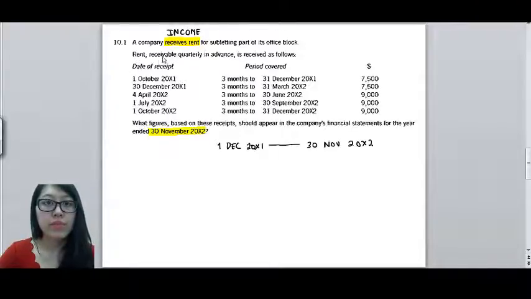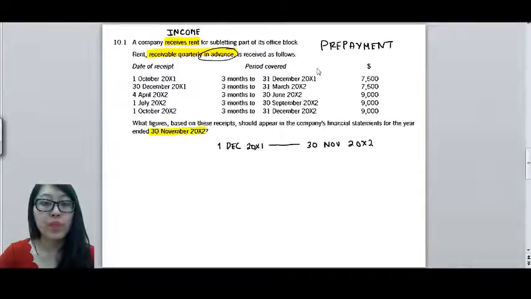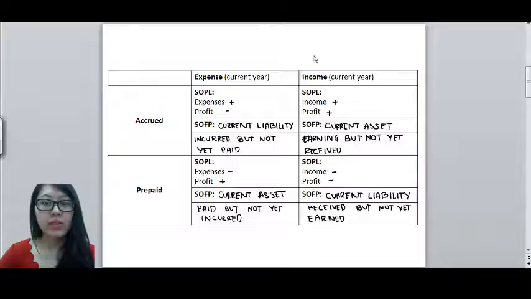Okay. Now the next piece of information is rent receivable quarterly in advance. Look at how it says in advance. In advance should signal to you that this is a prepayment. So when put together, we know that we are going to have prepaid income. And remember, the rule for prepaid income is that we cannot include that amount in this year because we have not earned it yet. So whatever we have earned, we will recognize as income. Whatever we have received but not yet earned should not be included in this year's total income figure.